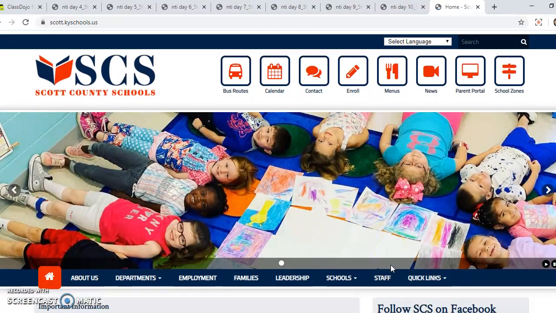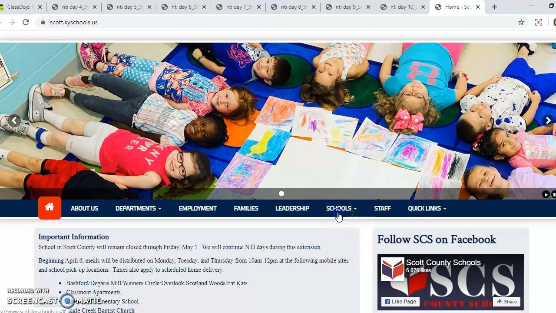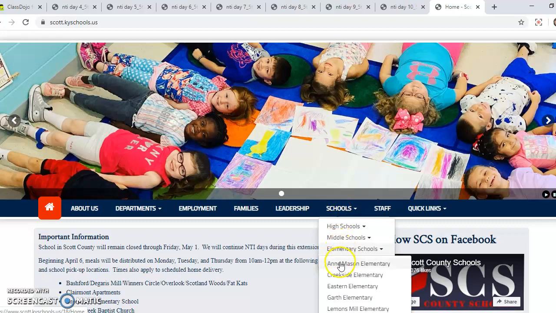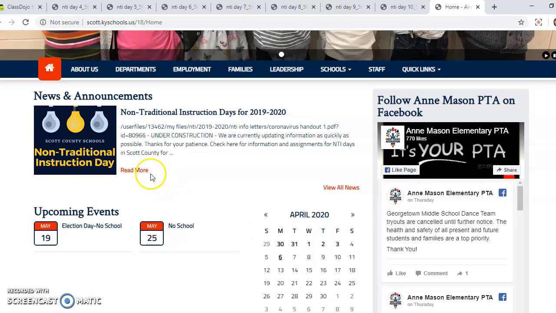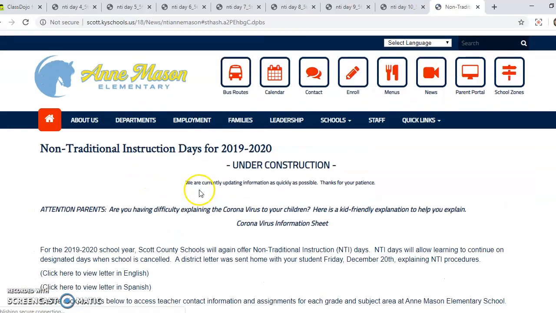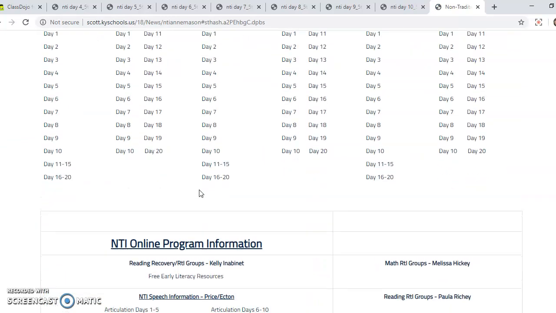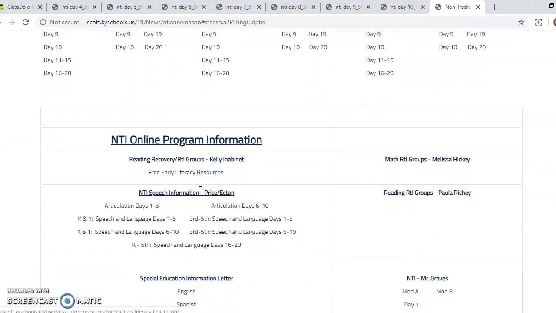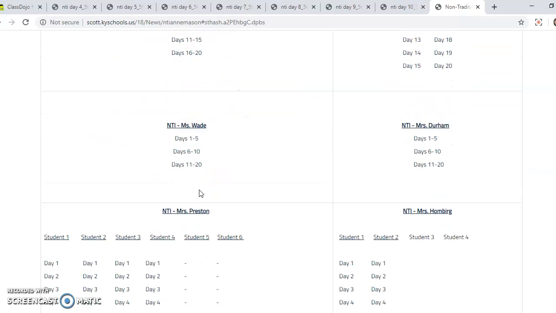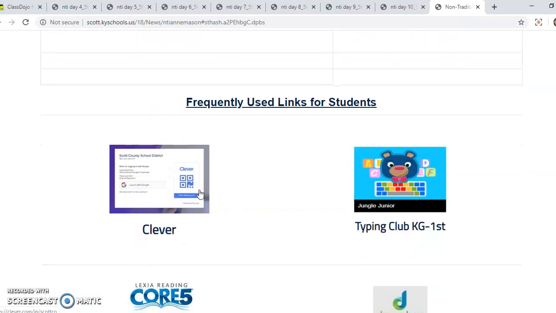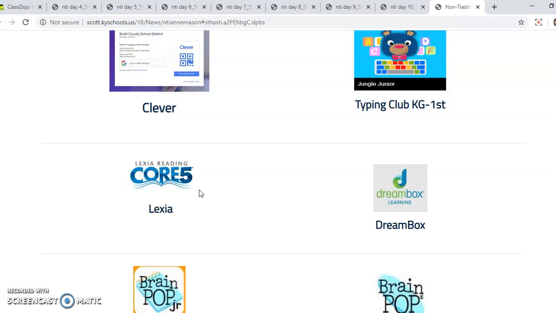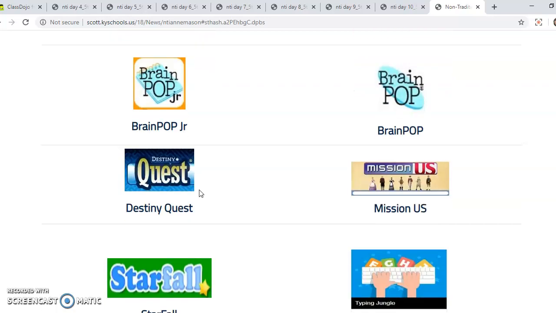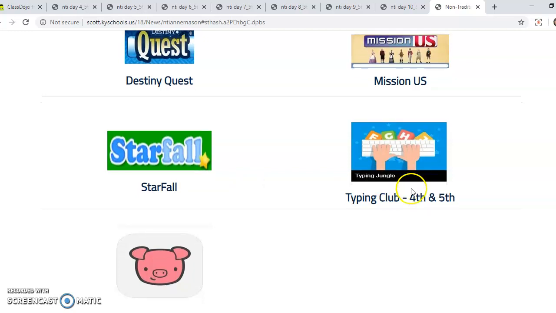So we'll go to Scott County Schools, and then we'll go to schools here, and we'll go elementary, obviously, and Ann Mason. Okay, scroll on down here. We have our non-traditional instruction days, your NTI days. And if I scroll down here, it has this information. Let's see here. Okay, and then it's all the links you need here. Typing Club, Lexia, Dreambox, Brain Pop, Destiny, Mission US, Starfall, and then your Typing Club is here.